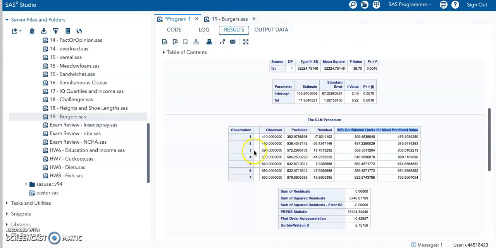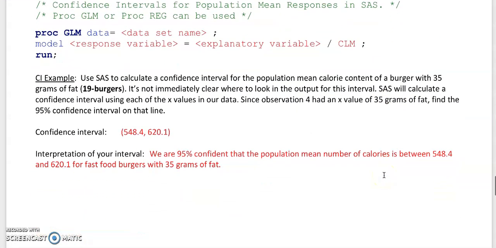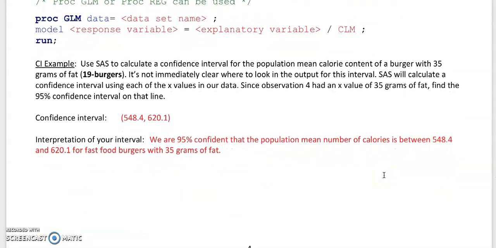So I'll go here to my results, I'll go to my fourth observation, and my confidence interval goes from 548.4 to 620.1. And that should be what I have here in the notes. And if you wanted to interpret it, we would use interpretations just like we've used for other confidence intervals. I am 95% confident that the population mean, in this case we're talking about number of calories, is between 548.4 and 620.1, and then specifically, this is for fast food burgers with 35 grams of fat.